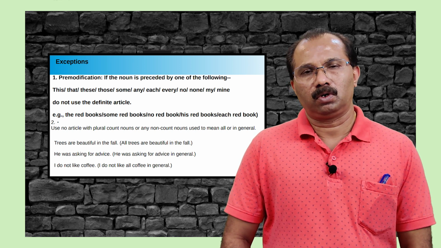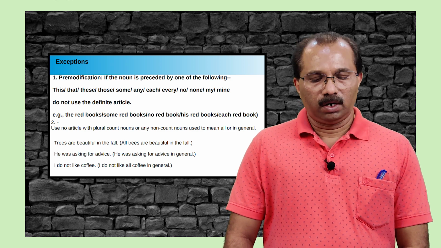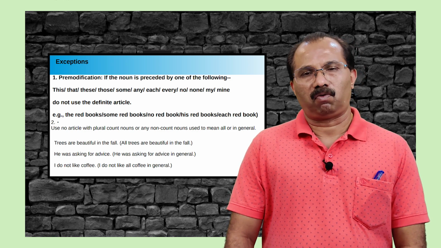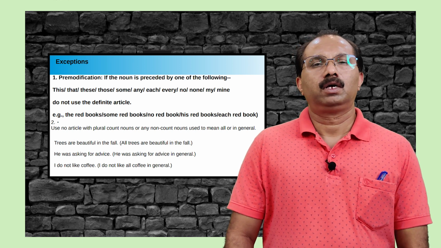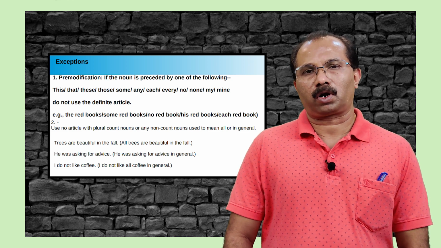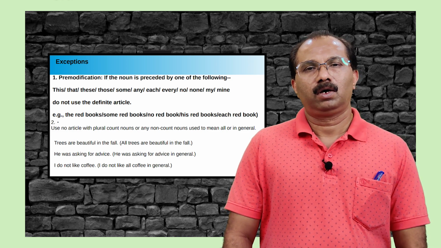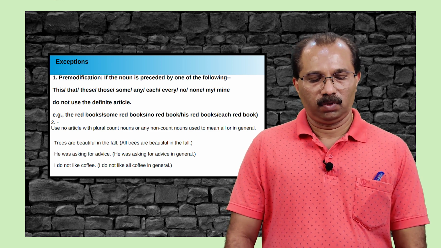meant to refer in general. For example, trees are beautiful in the fall. Here trees means trees are considered as general, not any particular tree or any tree from any particular area. Trees in general, we say. There we do not use any article.